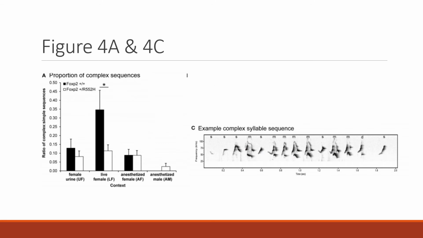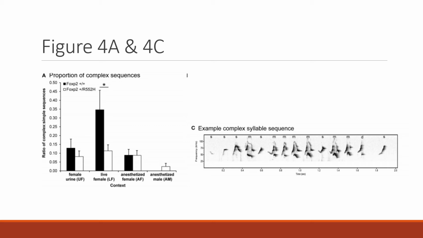Heterozygous mutations in the KE family cause speech apraxia, which is characterized by difficulty in producing complex sounds. Figure 4C to the right gives an example of a complex syllable sequence, and these are constructed by frequencies and multiple pitch jumps. The graphed y-axis on the left indicates the ratio of complex syllables to simple syllables. More specifically, the graph is measuring the number of sequences with 2 or more M syllables divided by the sounds with only 1 or no M syllables in each stimulation context.